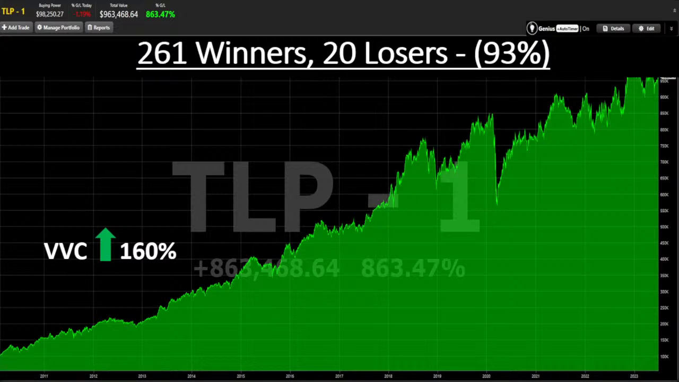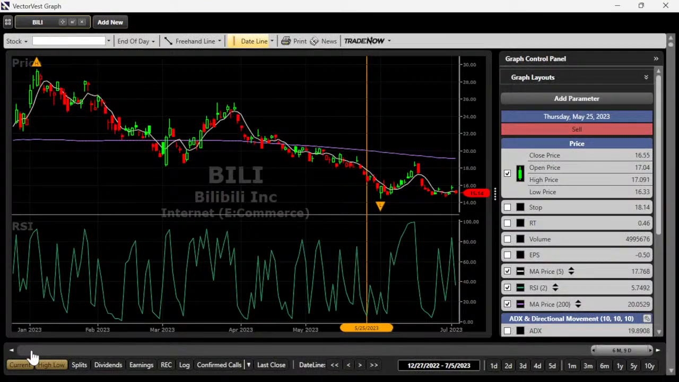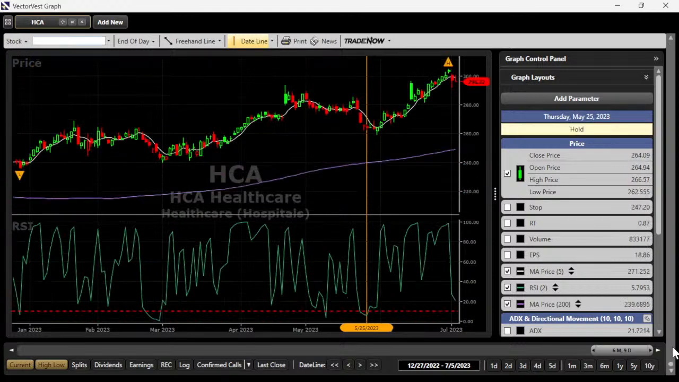Okay, here are a couple of recent trades that I placed. HCA, I bought on May 25th of 2023. This is the same RSI2 layout. The purple line is the 200-day moving average. The white line is the 5-period moving average, and the 2-period RSI is down at the bottom. And the red line is 10.